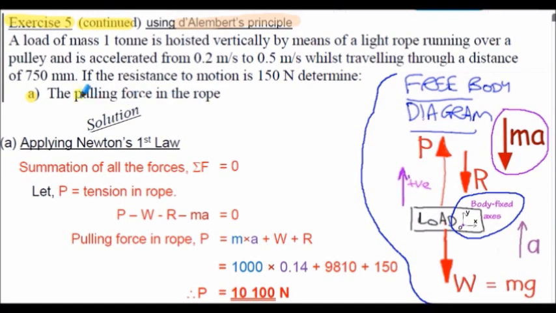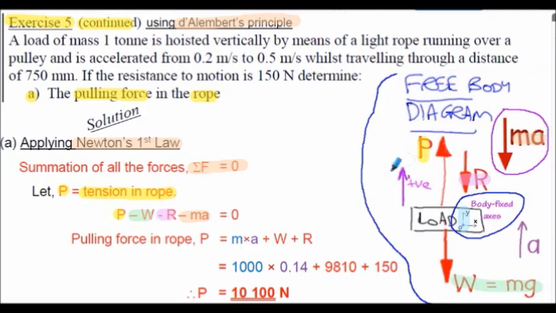Calculating the pulling force in the rope. As we've applied D'Alembert's principle, then we can use Newton's first law, so the summation of all the forces is equal to 0. Note that P is the tension in the rope, shown here. From the body fixed axis, the positive direction in the vertical sense is upwards, the y direction shown there. So summating the forces, that will be a positive P upwards, minus the weight force, W, that's downwards, minus the resisting force, because R is downwards, and in this case, minus the inertial force, ma, because that's also downwards.